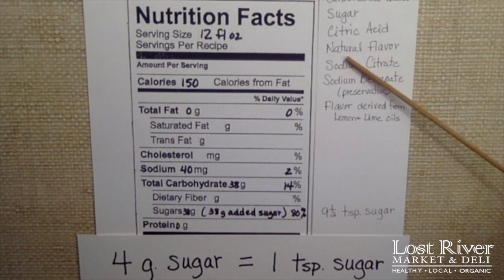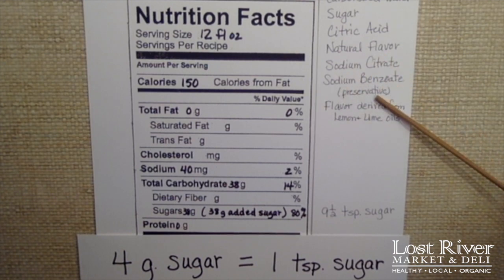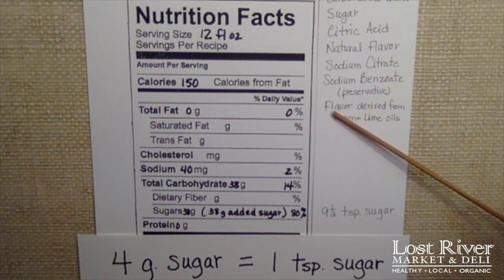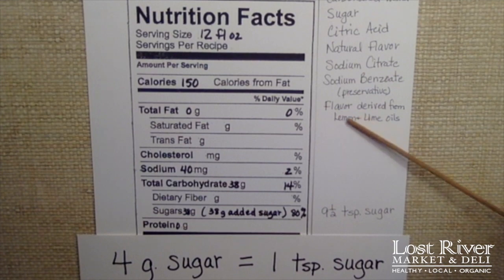So carbonated water, sugar, citric acid, natural flavor, and I want you to know that natural flavor is a general term. We don't really know what natural flavor is. Sometimes it means that MSG has been added, which is a flavor enhancer that is not a good thing for us to be eating. It's also called monosodium glutamate. You may know it by that. Sodium citrate has also been added. Sodium benzoate, a preservative, has been added. And then finally, there's a little bit of flavor derived from lemon and lime oils. So there's actually more preservative, sodium citrate, natural flavor, and citric acid in this beverage than there is flavor from the lemon and lime oils.